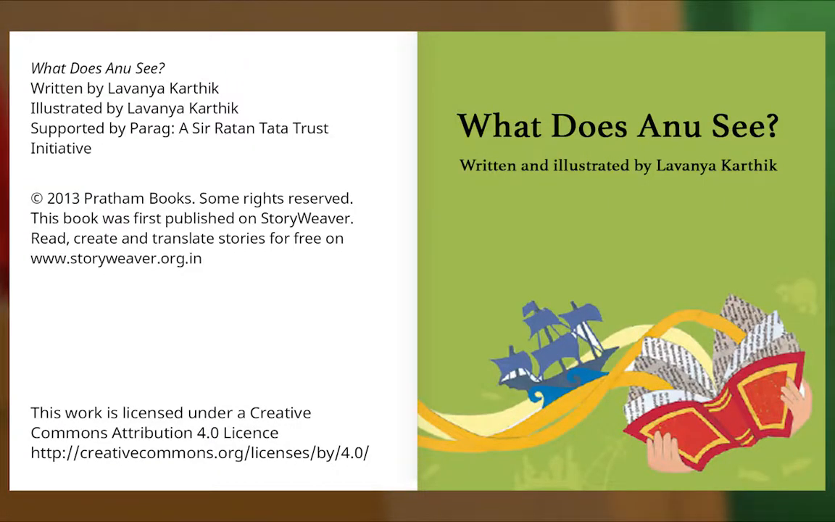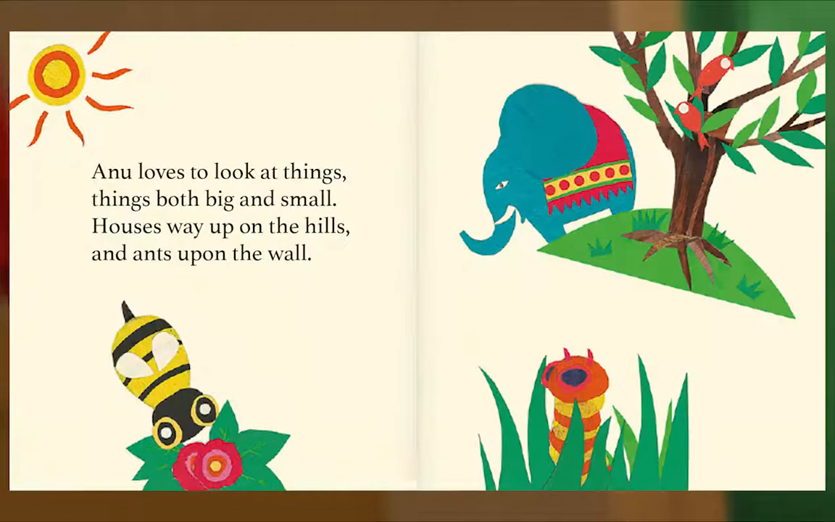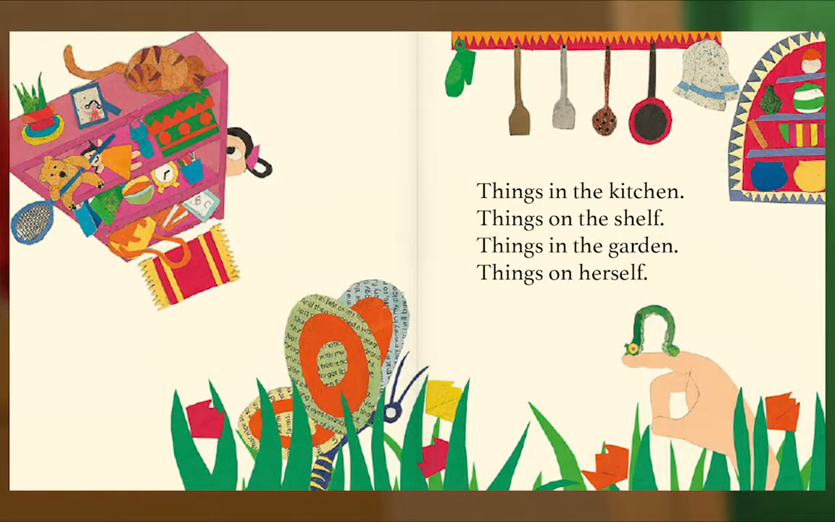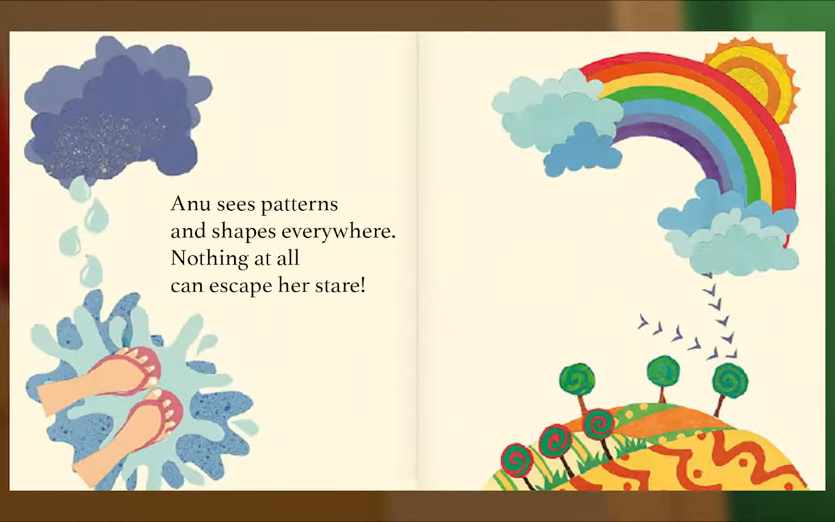What does Anu see? Written and illustrated by Lavanya Karthik. Anu loves to look at things, things both big and small. Houses way up on the hills, and ants upon the wall. Things in the kitchen, things on the shelf, things in the garden, things on herself. Anu sees patterns and shapes everywhere. Nothing at all can escape her stare.